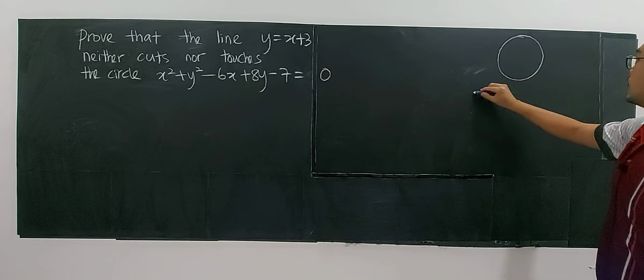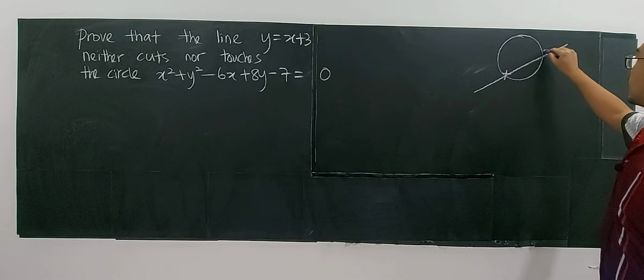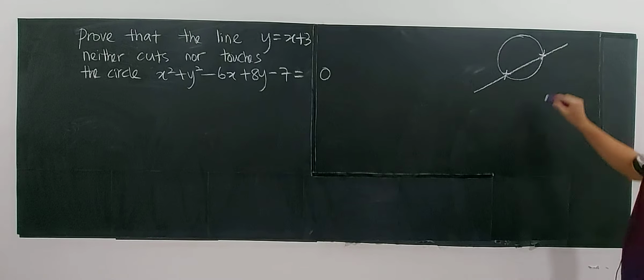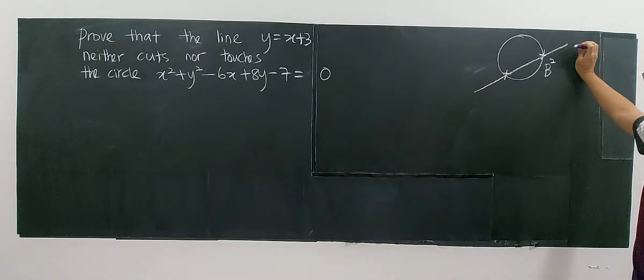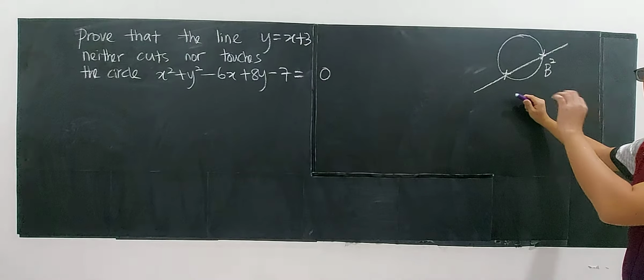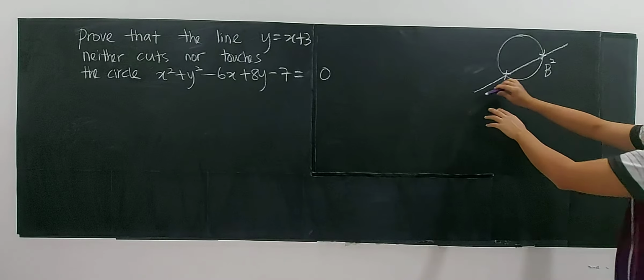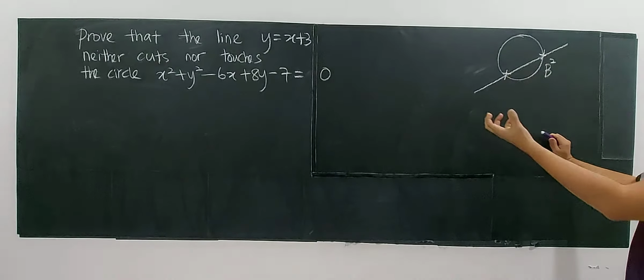The line can cross the circle, right? Or we say it cuts the circle, right? Cutting the circle is definitely 2 points, right? So for this case, if you solve the simultaneous equation between the line and the circle, you are getting a quadratic equation. Because why? Because at most the line can cut the circle at 2 points, right? So you can get a quadratic equation.